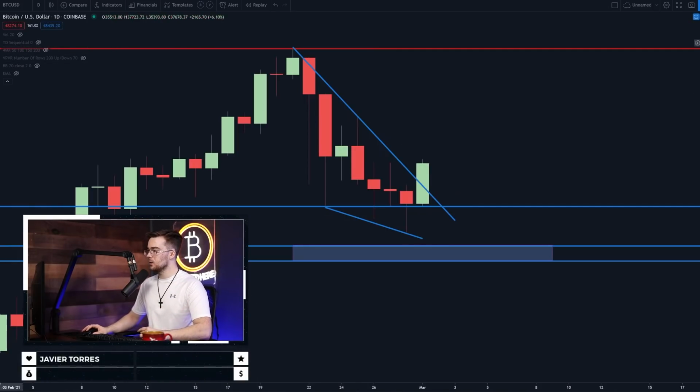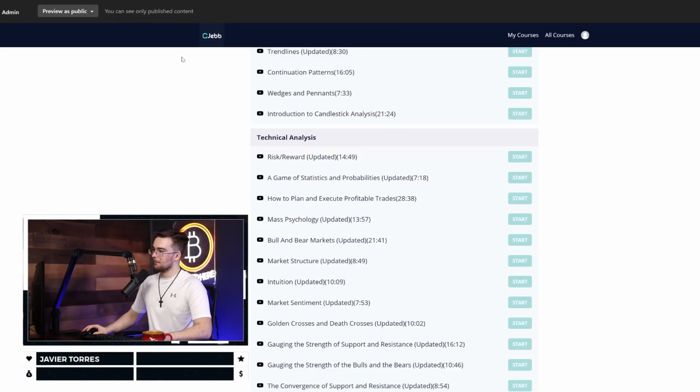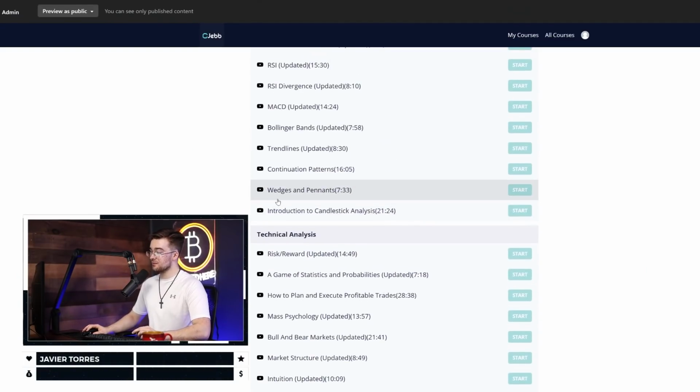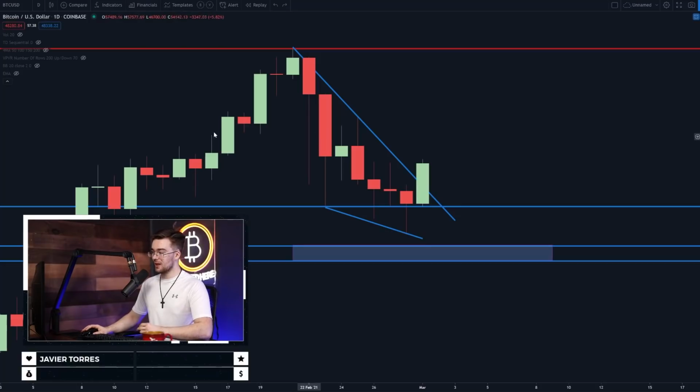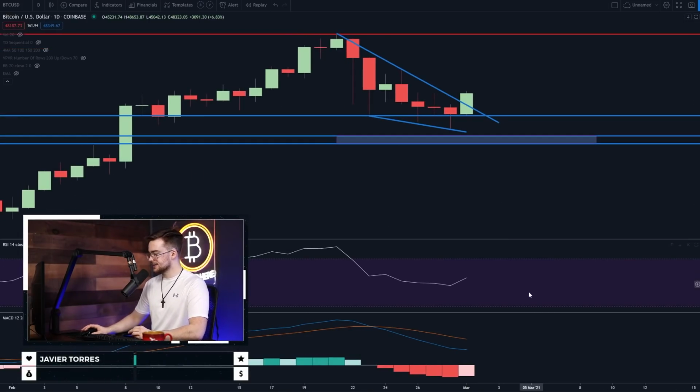However, in the last day, we have broken bullish out of this pattern right here, which is a descending wedge. By the way, for everybody who is in CT2A, we have a video right here on wedges and pennants. In that video, we talk about how there's a 70% chance these patterns break bullish, and that's exactly what we've done. So now let's run through our indicators, get all of the technicals floating around in our head so that we can make some concrete predictions on where Bitcoin might be heading next.